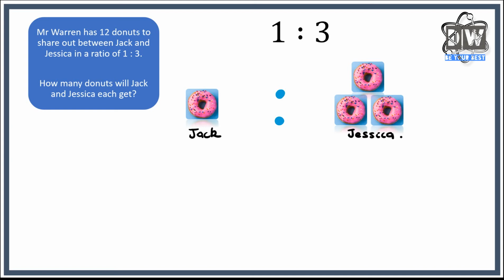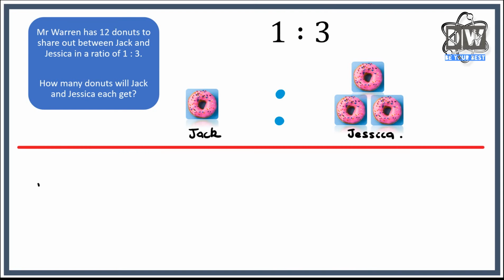So the key here is that we've got our ratio, and for every 1 Jack gets, Jessica gets 3. How we work these out is very simple. We have to add the two ratios together. That'll give us the total amount of parts. So we've got 1 plus 3, and that gives us 4. For every 1 donut Jack gets, Jessica's going to get 3, so in theory, we've got 4 parts there.